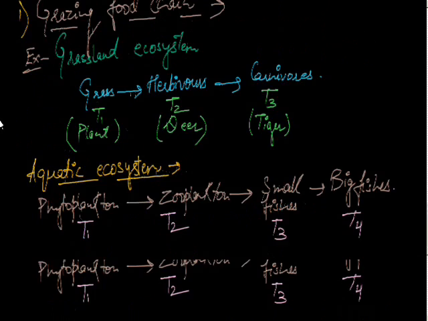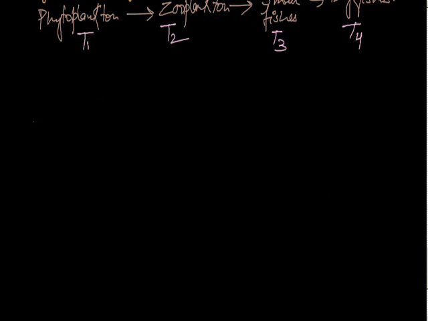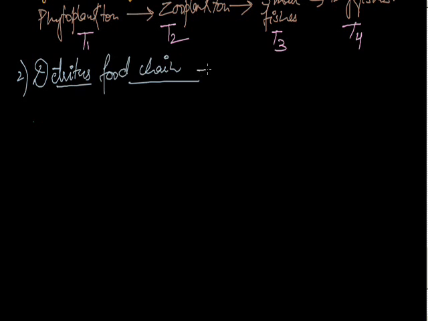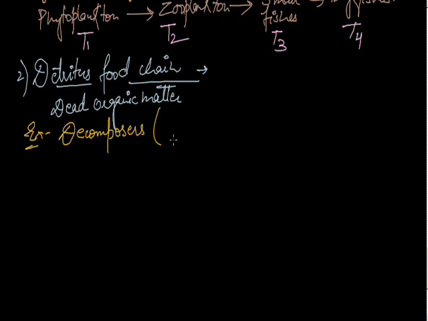The next food chain is detritus food chain. The detritus food chain mainly depends upon dead organic matter. They feed on dead and decaying plant and animal bodies. So they mainly comprise decomposers. The best decomposers are bacteria, fungi, and protozoans.